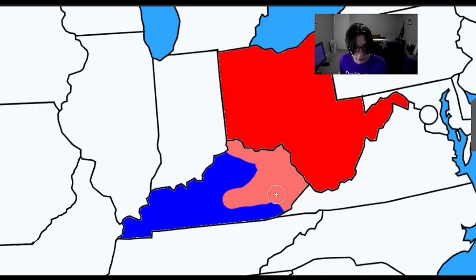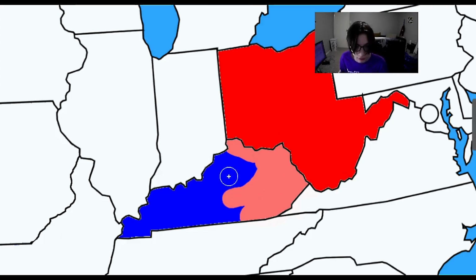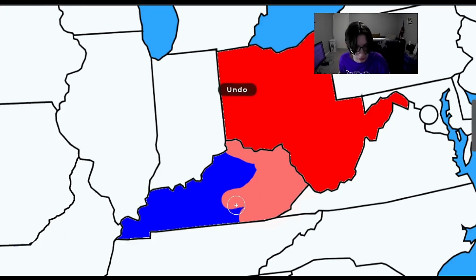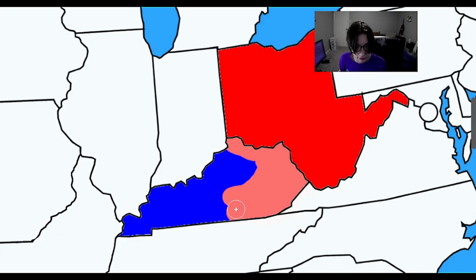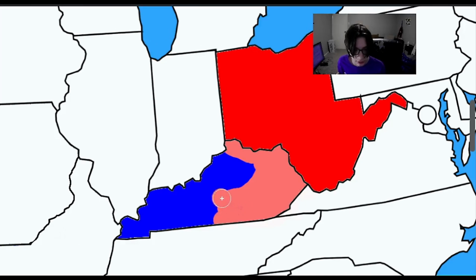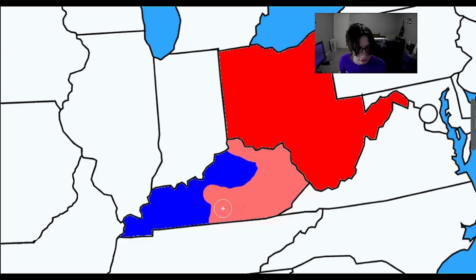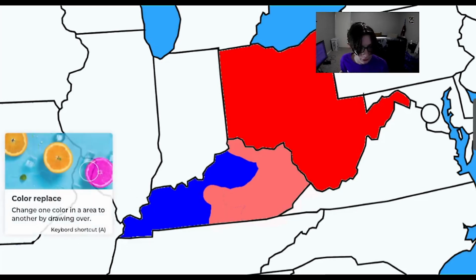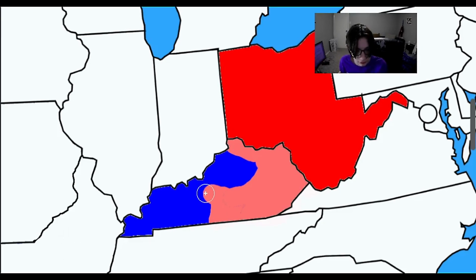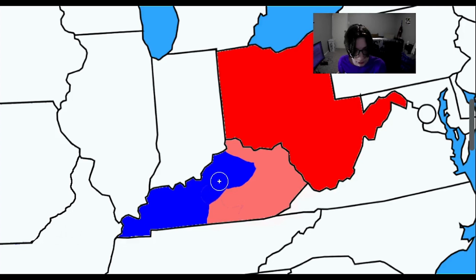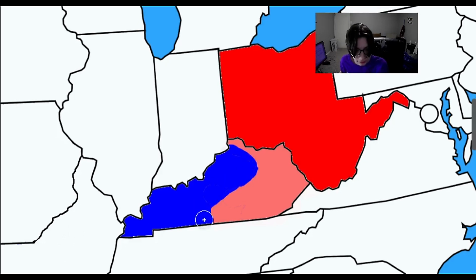I don't know for sure where their capital is. Let me just check. So their capital is like here. So I'm just going to say it's Ohio because, well, West Virginia really didn't do anything. They united with Ohio. But Ohio is trying to encircle the capital, and Kentucky doesn't like that. So they're going to try and push back with their 7,000 troops. They push back a little bit, but not enough to stop Ohio from invading.